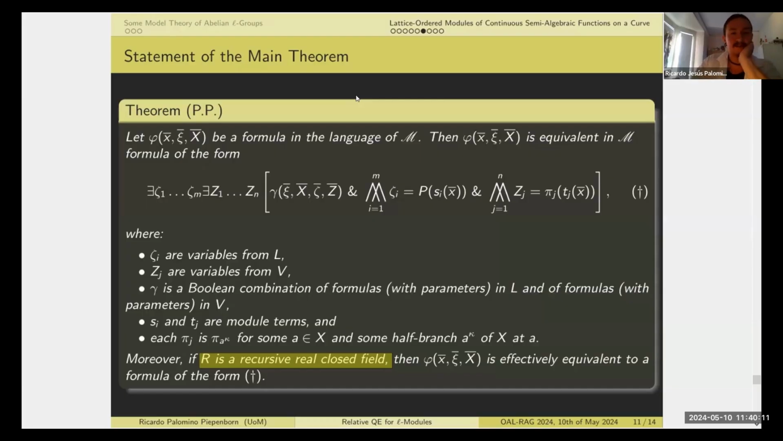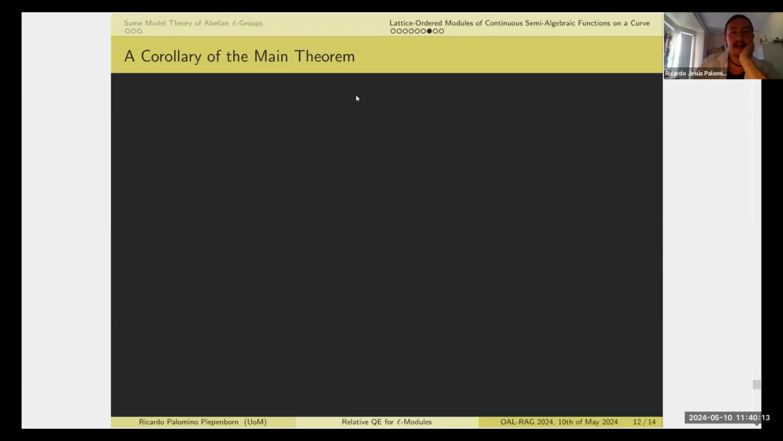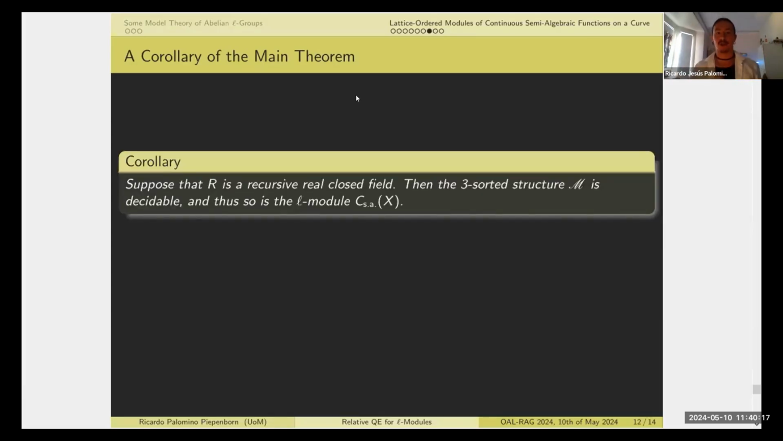Okay, and now just to finish off in this last 2 minutes, the main corollary of this theorem is the decidability result. Whenever I'm working with a recursive real closed field R, then this three-sorted structure is decidable, as well as this lattice-ordered module that I'm considering is also decidable.